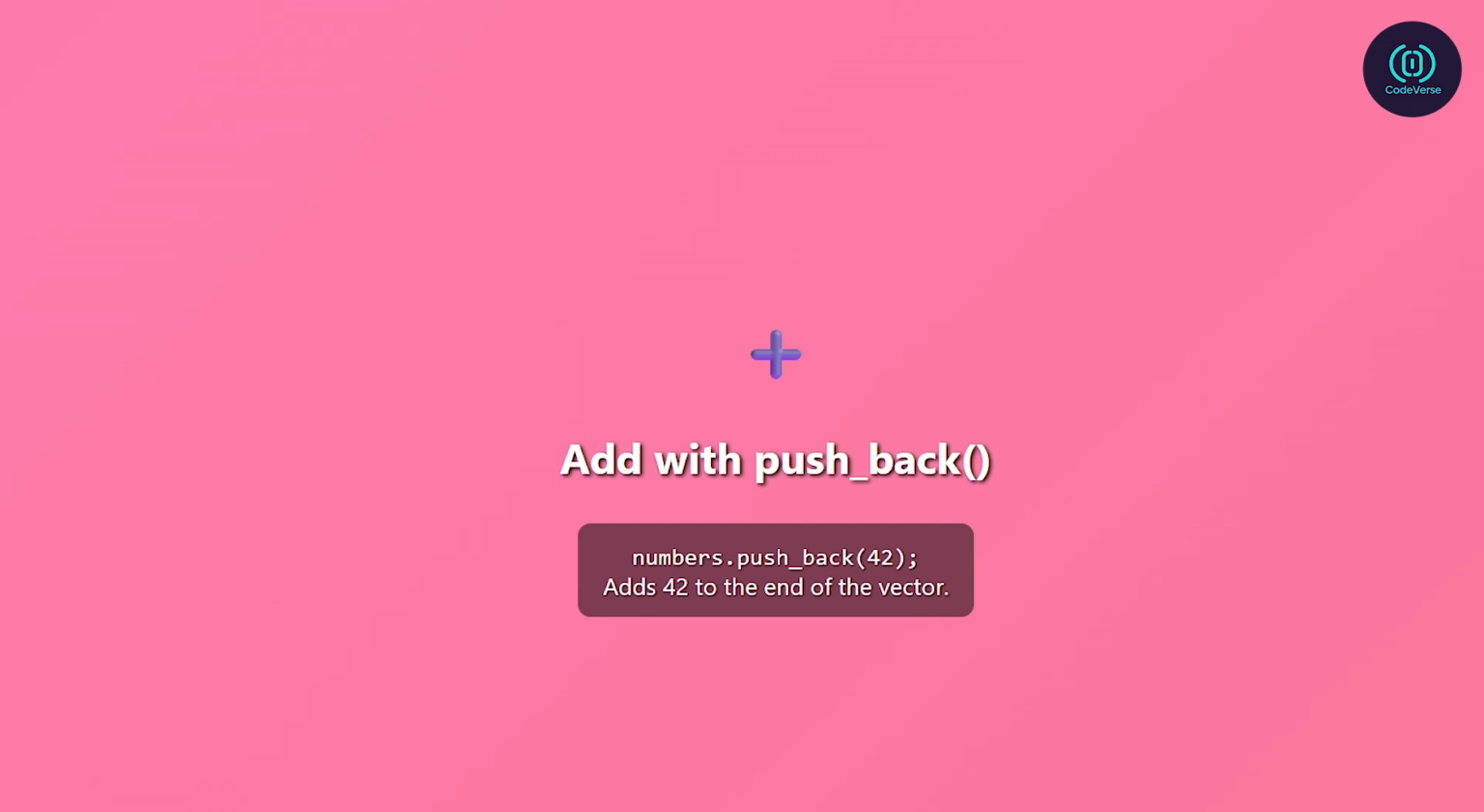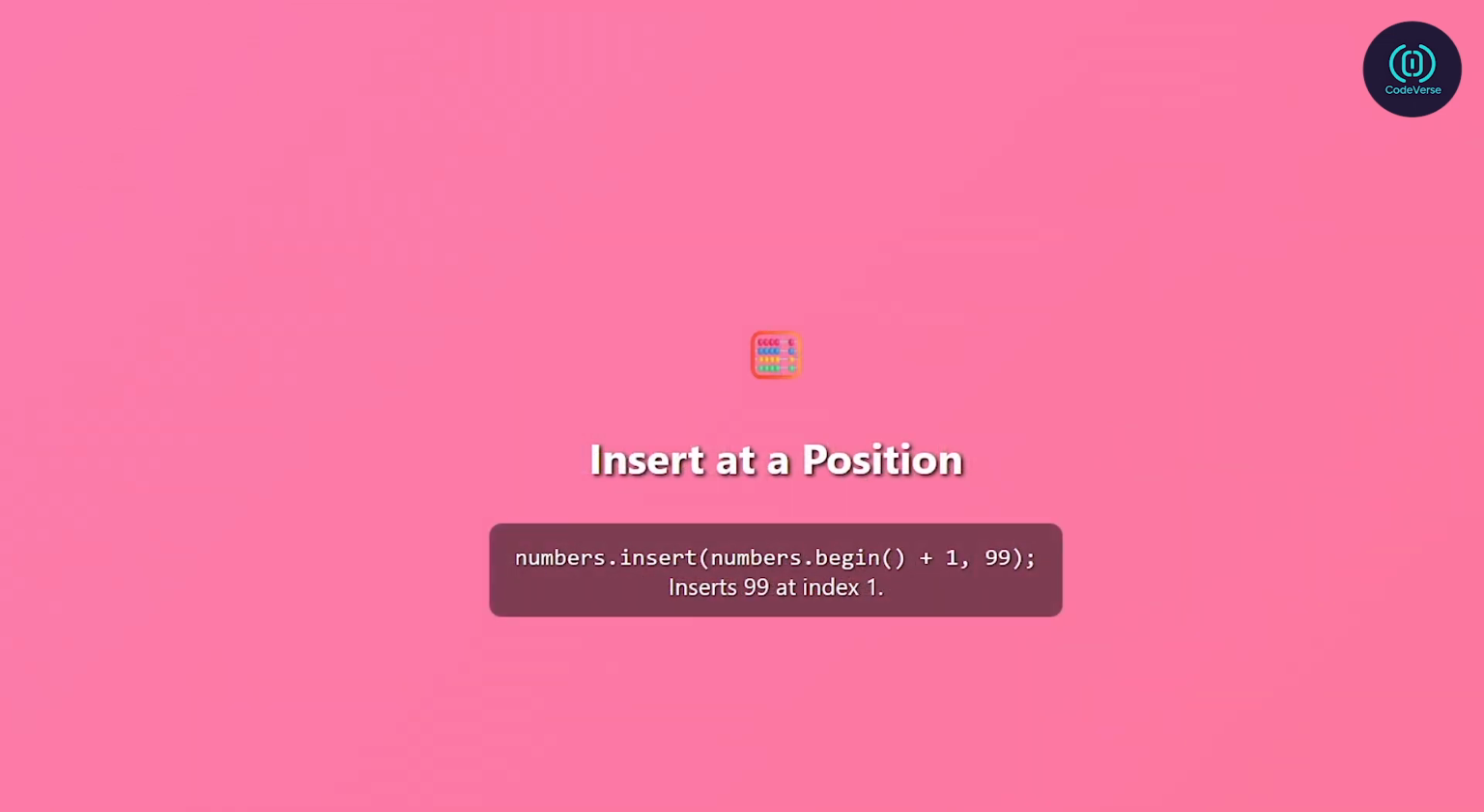You can call push_back as many times as you want, the vector will automatically resize to hold all the new values. If you want to insert an element at a specific position, use the insert method. For example, numbers.insert(numbers.begin() + 1, 99). This will insert the value 99 at position 1, shifting the others to the right. Now let's remove elements.